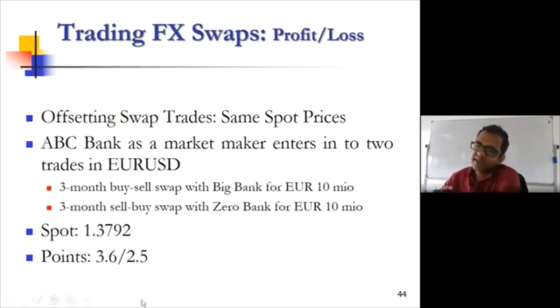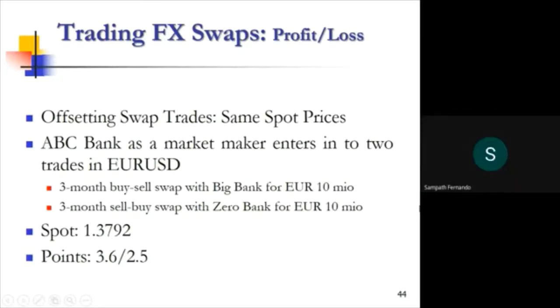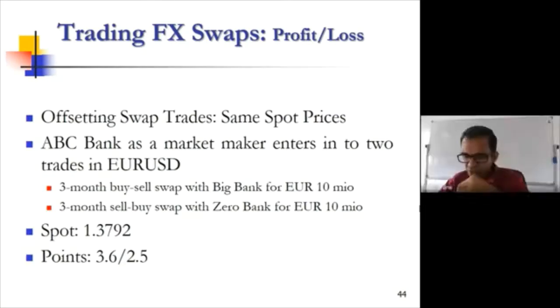Whether ABC Bank trades at 3.6 or 2.5 in the first transaction. $2.5. 2.5. Why? In the far leg, ABC Bank sells. ABC Bank is the market maker. Market maker sells at the offer. So the applicable rate is 2.5.